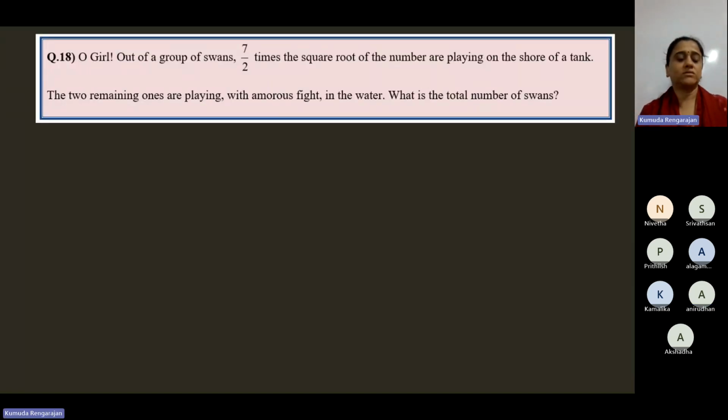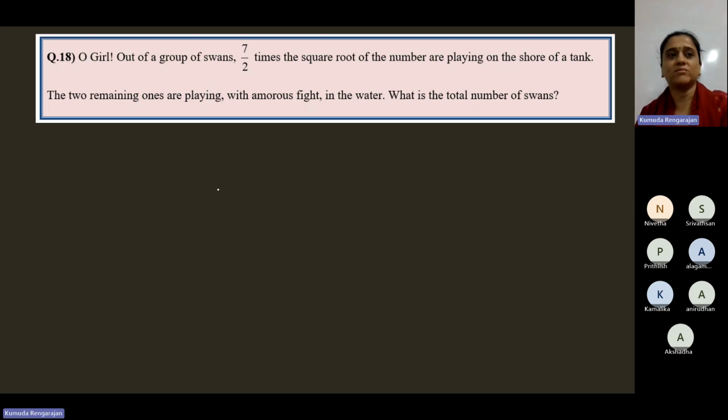Yeah, this is the next question. Out of a group of swans, 7/2 times the square root of the number are playing on the shore of a tank. The two remaining ones are playing with amorous fight in the water. What is the total number of swans?